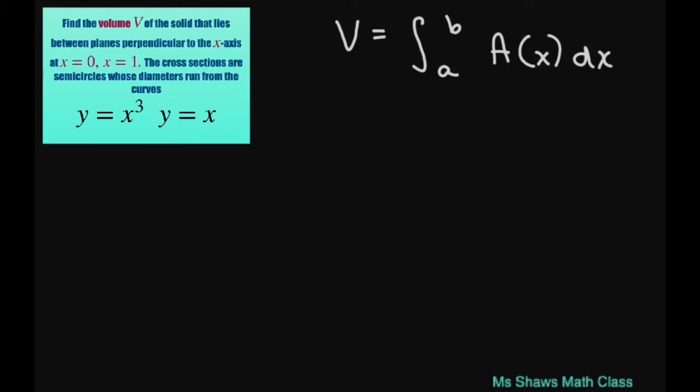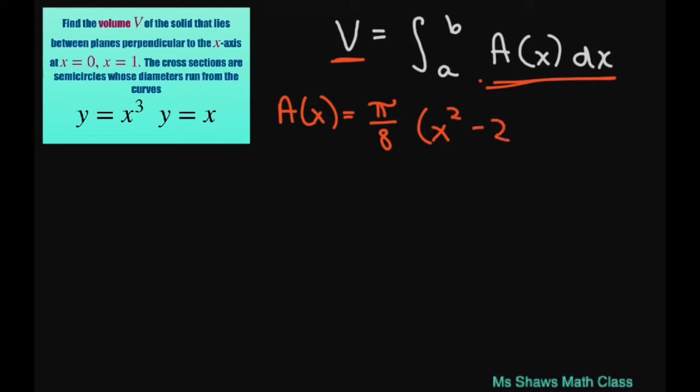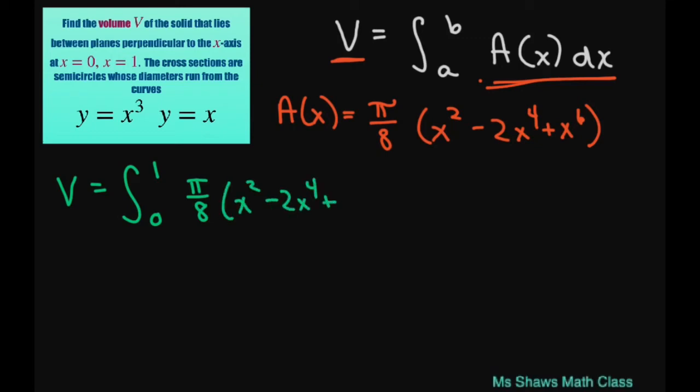And we're going to use a cross-sectional area formula to get the volume. So we had our area of x equals pi divided by 8 times x squared minus 2x to the power of 4 plus x to the power of 6. So all you do is integrate this. The volume is going to equal, and we're going from 0 to 1, of pi divided by 8 times x squared minus 2x to the power of 4 plus x to the power of 6 dx.